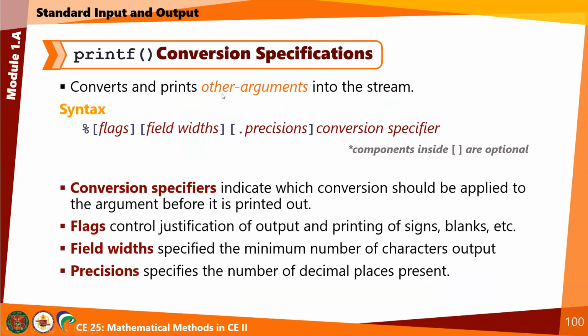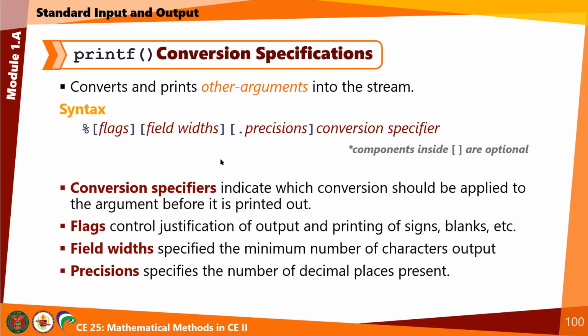Printf. Okay, this one, conversion specifications. This is what I'm doing earlier dun sa mga tatanong. Nakakita or nakapansin. So conversion specifiers indicate which conversion should be applied to the argument before it prints out. Flags control the justification of the output, printing of signs, filled with specified number of minimum characters to input. And precision specifies the number of decimals. Okay.